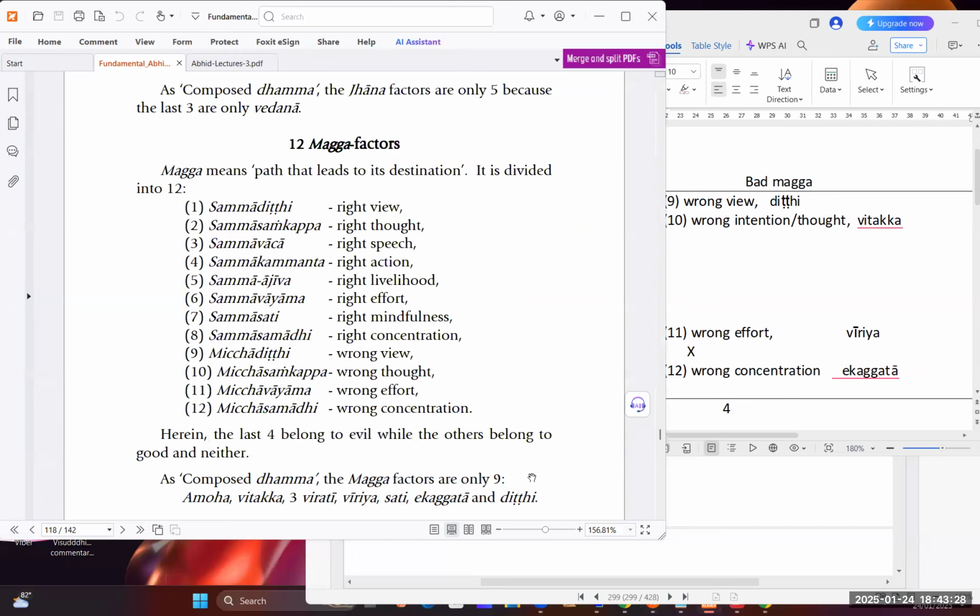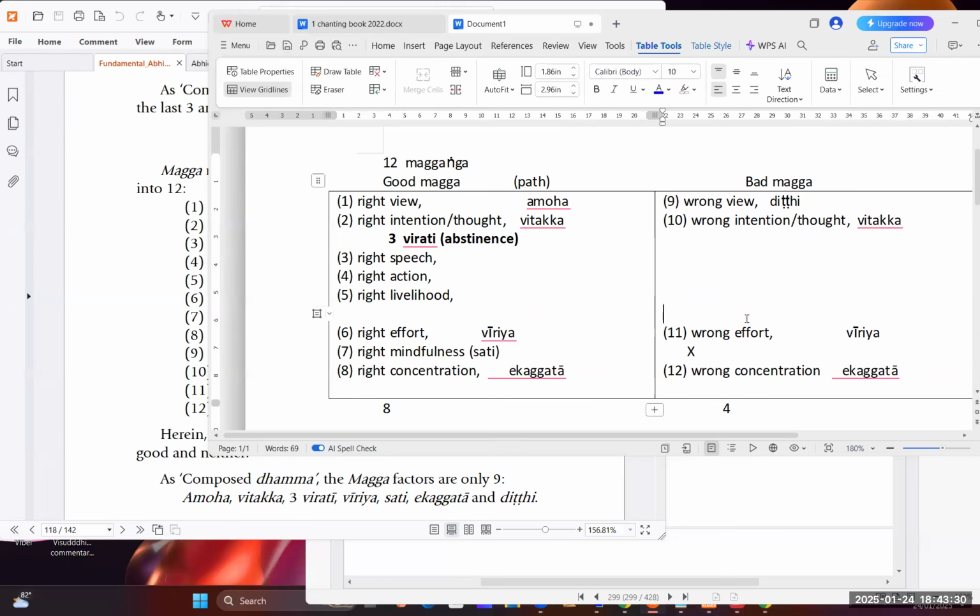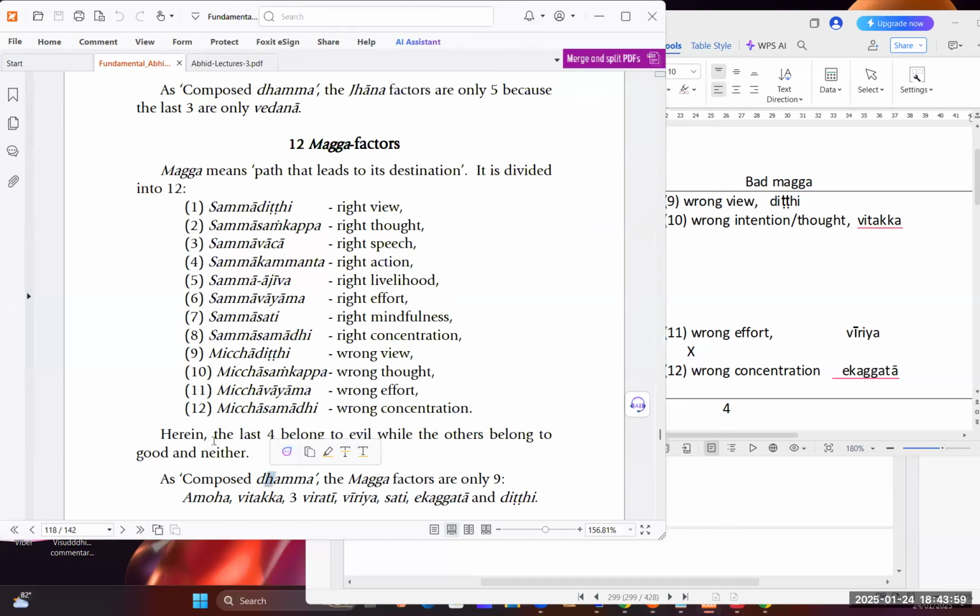Okay, can you follow? Why don't they put wrong speech and wrong action into the bad marker? A bit odd, right? Because we are talking about cetasika, we only have these three virati as cetasika. If you're talking about wrong speech, wrong action, these are not cetasika. Okay. We are looking from the point of view of chitta or cetasika. The meaning of Dhamma here means either chitta or cetasika.